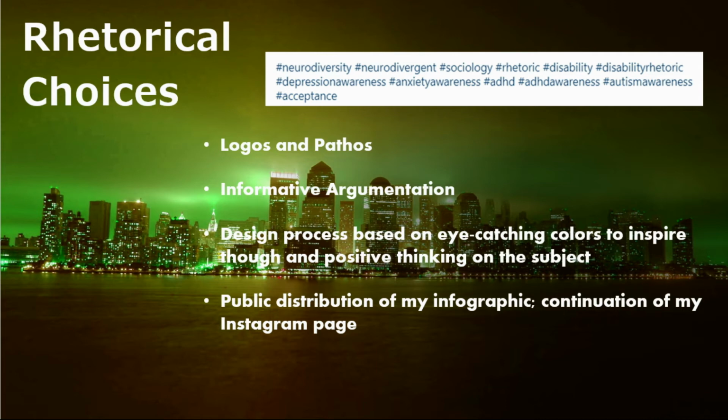What I hope to grow as far as my theoretical thoughts of exposure for my ideas was to think about how I could have put my infographic out publicly. Perhaps I could put it on as a continuation of my Instagram page, which I am already thinking about doing. This would allow me to grow a platform which would actually work in activism, just spreading the word about neurodiversity and other topics of disability rhetoric.